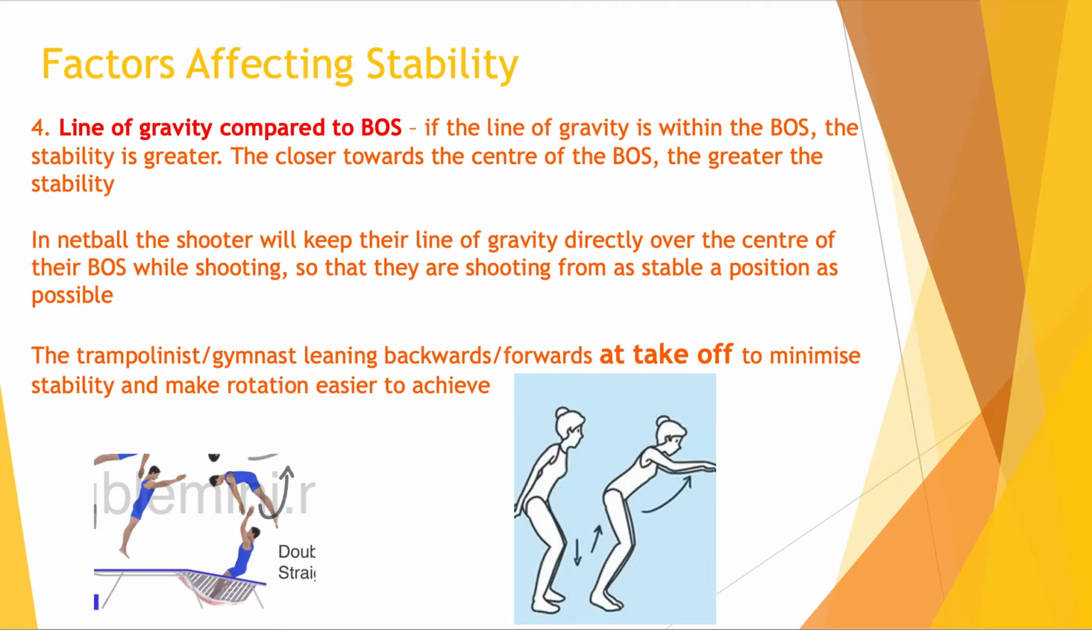These are examples that we've looked at previously. So we've got our trampolinist or our gymnast either leaning backwards or leaning forwards at takeoff, which minimises stability because the line of gravity is falling outside the base of support, to make the rotation easier to achieve.